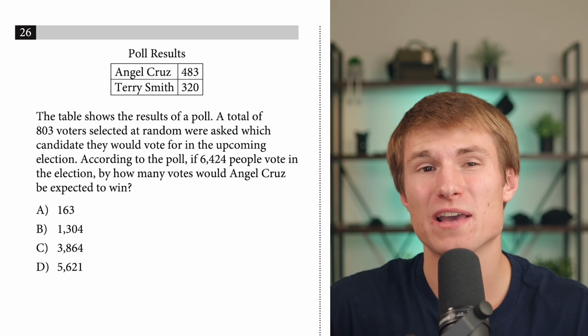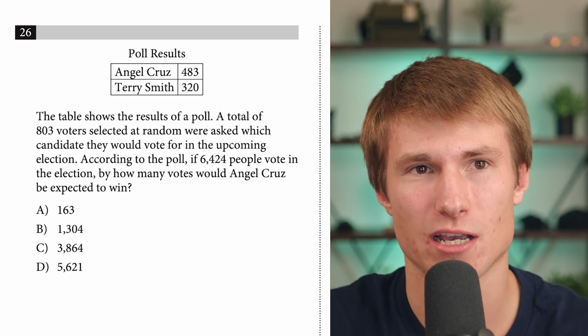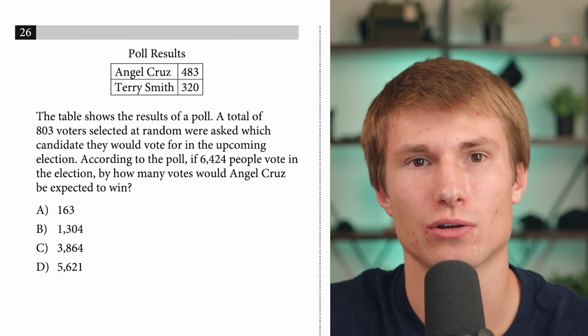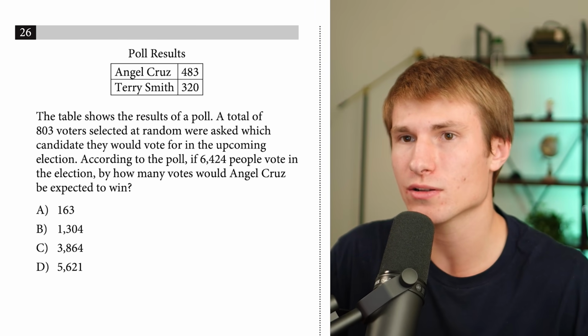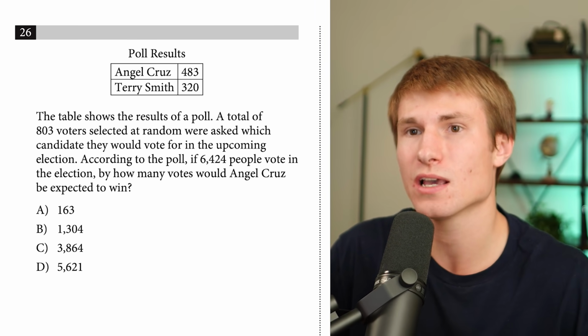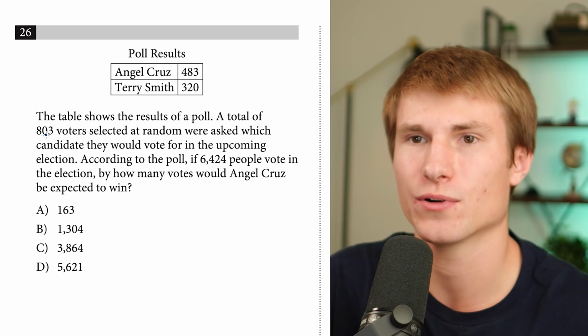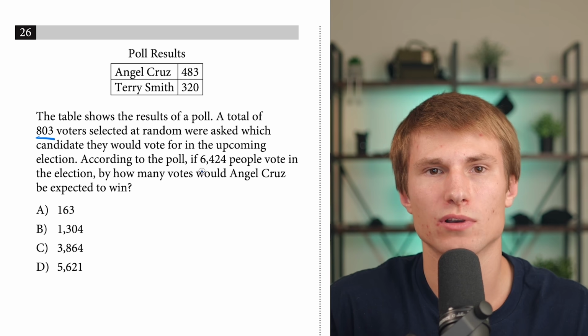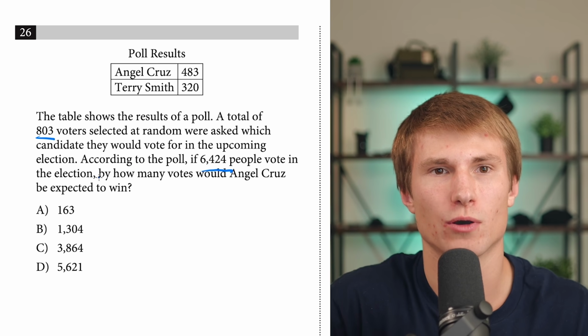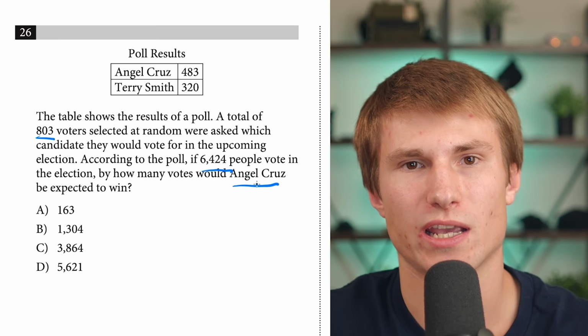Here's why you need to pay attention to details on the SAT math section. Question 26 states that the table shows the results of a poll. A total of 803 voters selected at random were asked which candidate they would vote for in the upcoming election. According to the poll, if 6,424 people would vote in the election, by how many votes would Angel Cruz be expected to win?